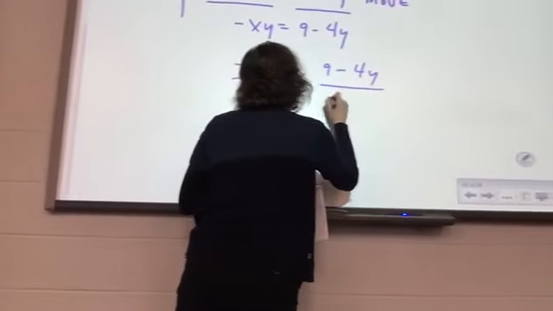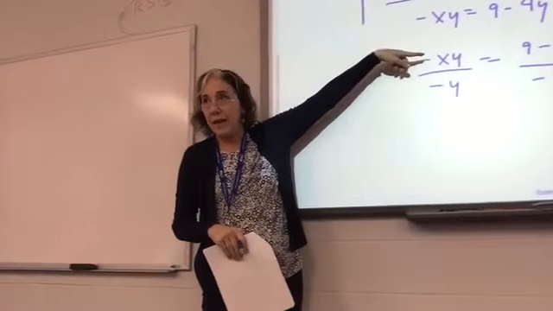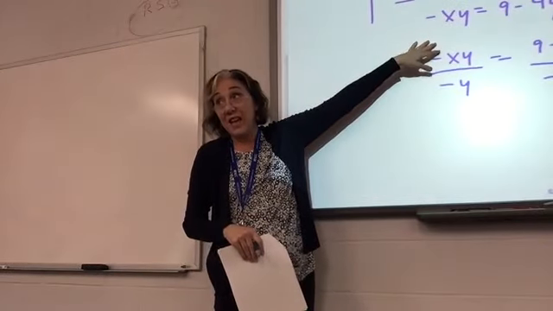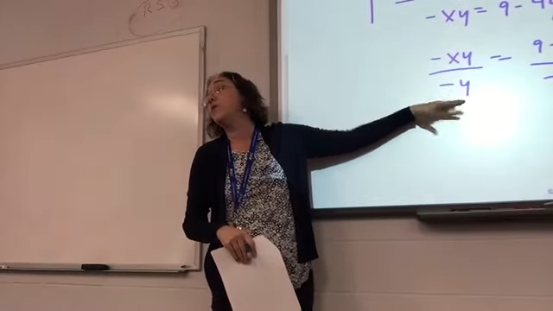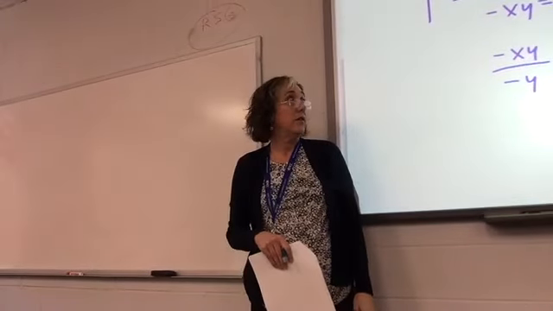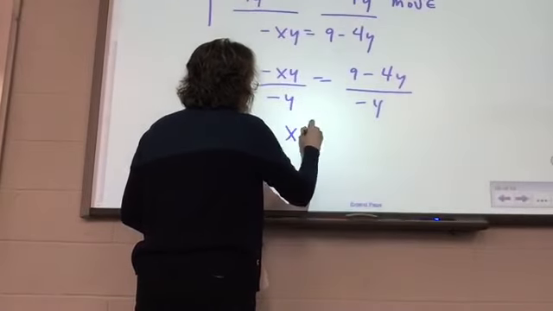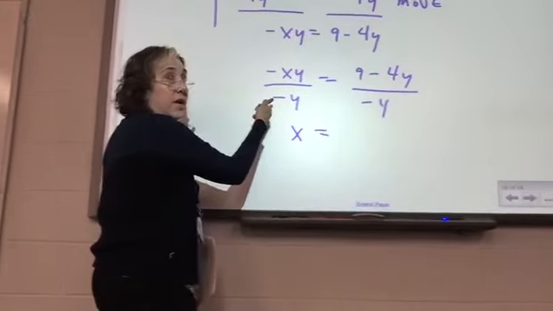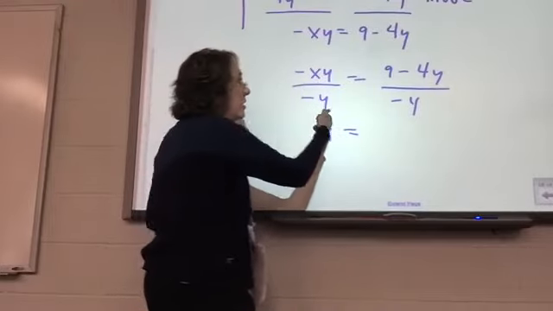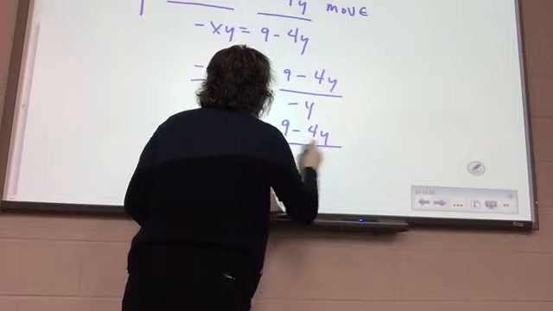And for those of you not following why they said that, it's because we want to have x. So if I've got a negative, I need to divide by a negative, so it'll just be a plain old x instead of a negative x. So what does that leave? It leaves x, because negative over negative is positive. The y's cancel. And that's over 9 minus 4y all over negative y.